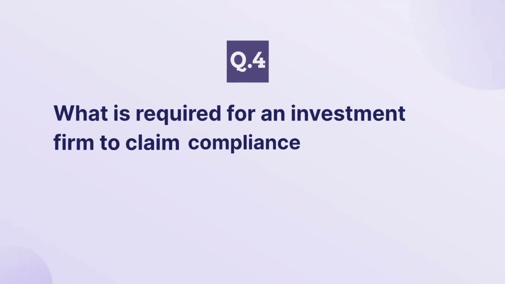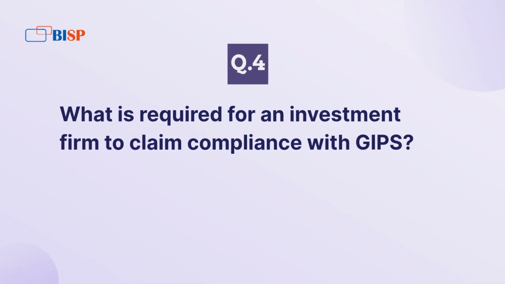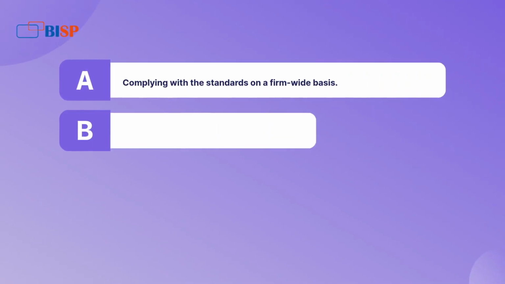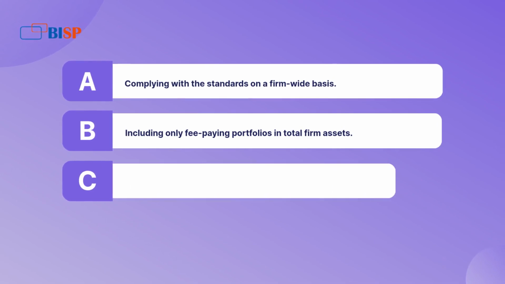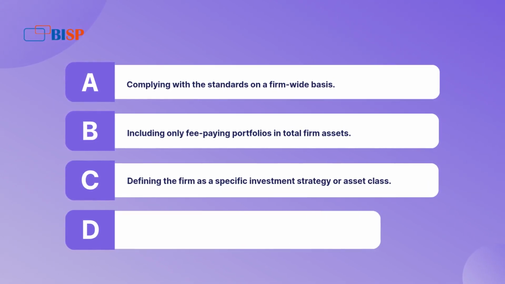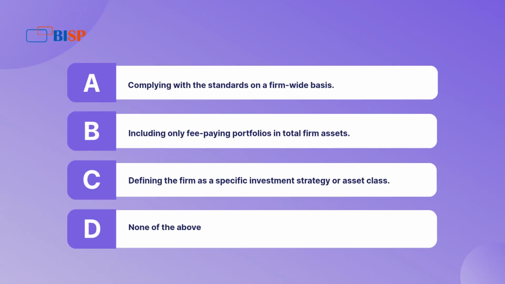Question number 4. What is required for an investment firm to claim compliance with GIPS? A. Complying with the standards on a firm-wide basis. B. Including only fee-paying portfolios in total firm assets. C. Defining the firm as a specific investment strategy or asset class. D. None of the above.